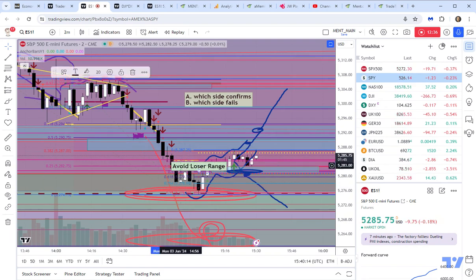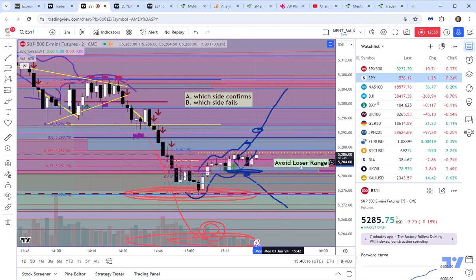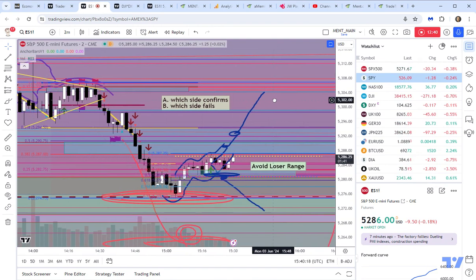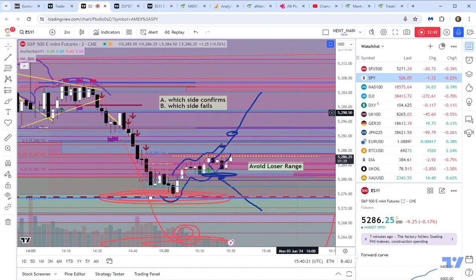We're in the avoid loser range area, and we're waiting for the markets to actually do anything to confirm. Now, remember, price always wants to make a new high or always wants to make a new low. So it's just a matter of being patient. And that's one of the hardest things to understand, is that patience, waiting for the market to actually give you the proper setup and confirm it, is something that most traders don't do.